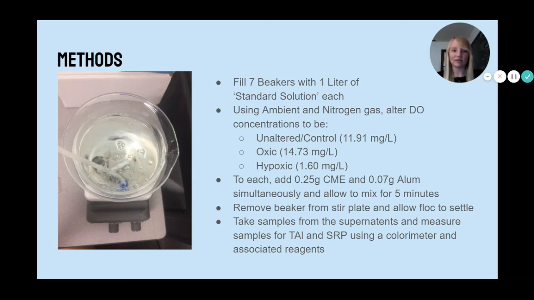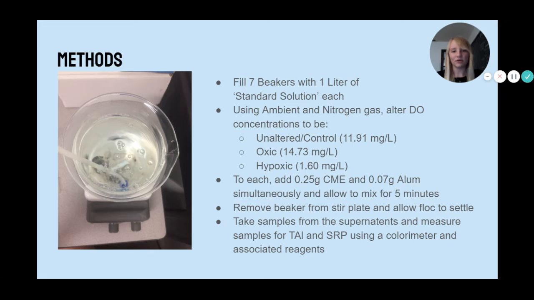To test the effectiveness of the treatment under oxic and hypoxic conditions, first a standard solution, or coastal water simulant, needed to be created. To do so, 5 gallons of dechlorinated water was spiked with potassium phosphate in order to reach an SRP concentration of 0.5 parts per million. From there, 7 beakers were filled with 1 liter of the standard solution, 1 for the control, and 3 each for the oxic and hypoxic.